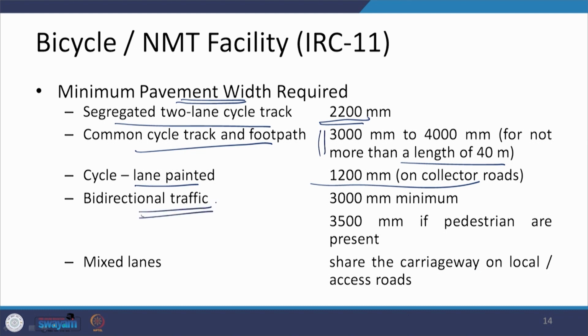If you have bidirectional traffic, then in the case of bidirectional traffic we are not going for these smaller values, we should have at least 3 meters or 3000 mm. But if pedestrians are there, then we can increase it to 3.5 meters or 3500 mm. When there are mixed lanes and sharing of the carriageway, then we have to see how these things can be fixed, so that they remain conducive and comfortable for all the users.